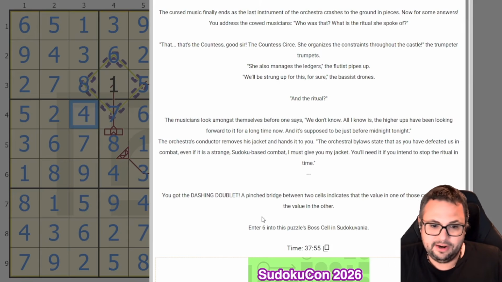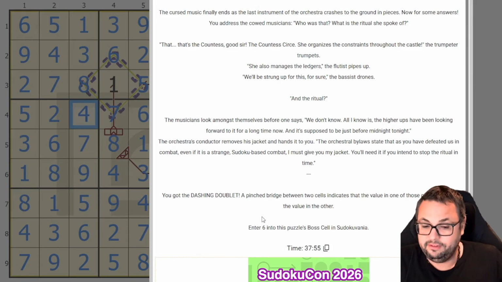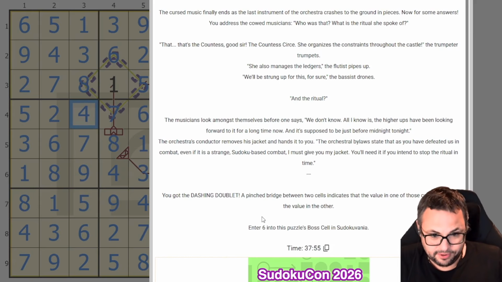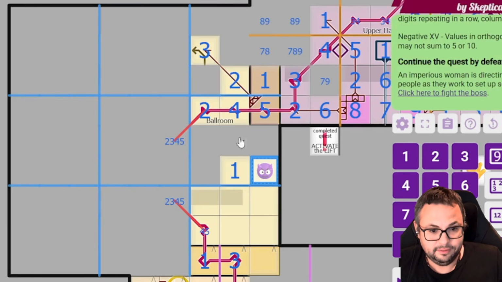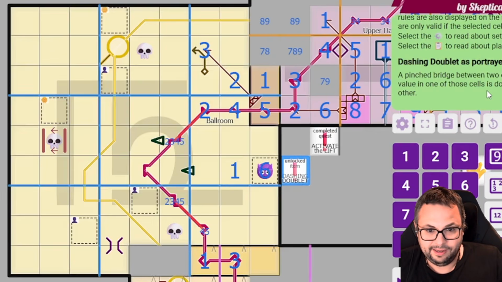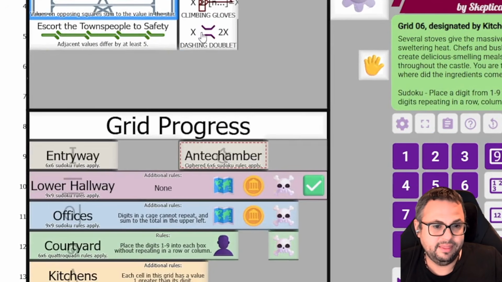You got the dashing doublet. A pinched bridge between two cells indicates that the value in one of those cells is double the value in the other. Enter 6 into the boss cell in Sudokuvania. Okay, that is a 6. Okay, a pinched bridge between two cells. Do I have a picture of what a pinched bridge looks like? This is there we go. Okay, this kind, okay.